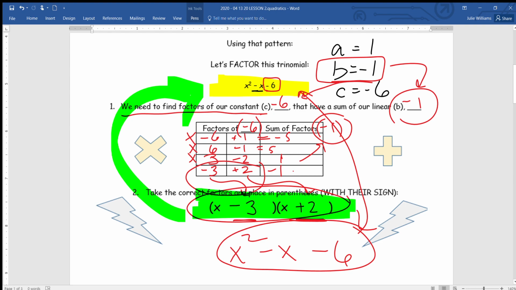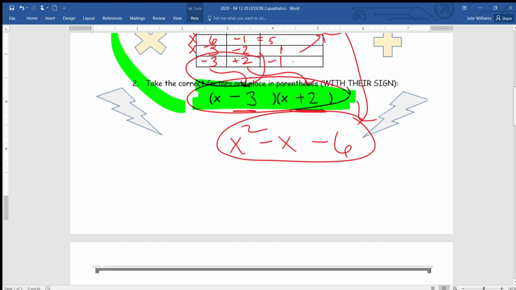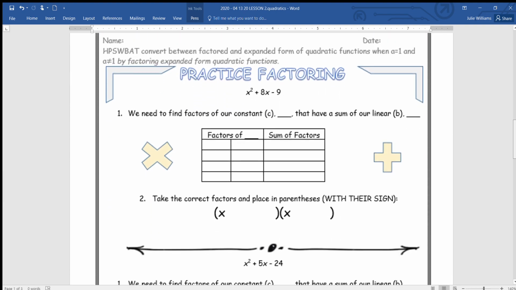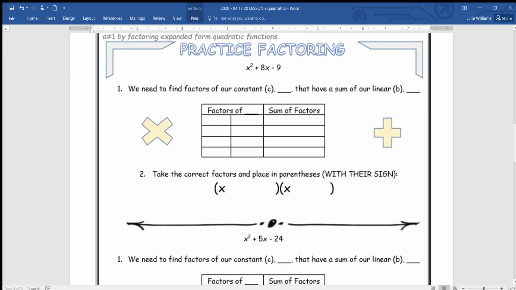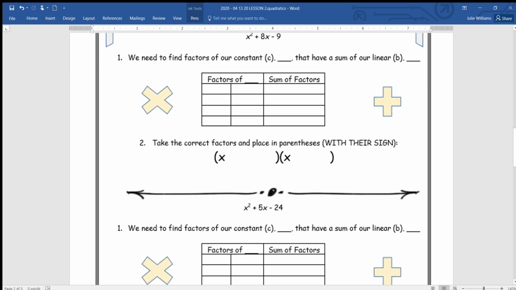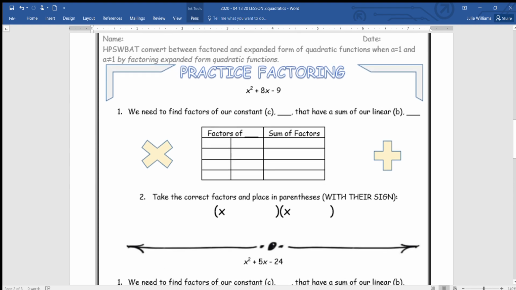All right, let's do another one. And I like creating these T-charts, and I recommend that you do them as well, even when I don't create them for you. My kids always, in the past, have gone ahead and created them on their own. It helps them to stay organized, like a little graphic organizer.